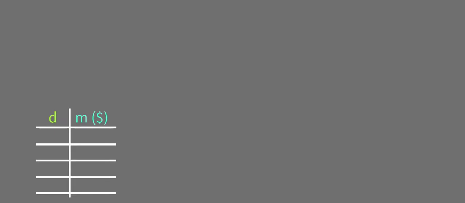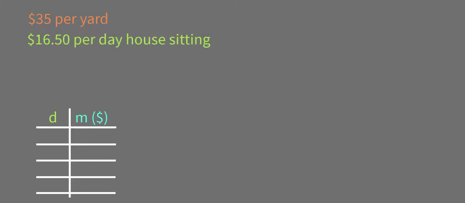So I went ahead and wrote out, which is very prudent to do. This is what you should do anytime you're given a word problem. Go ahead and first write out everything that you're given. So we're given that it's $35 per yard. We're given that it's $16.50 per day house sitting. And we're asked to find an equation for money M for mowing the yard once and then house sitting for any number of days D.